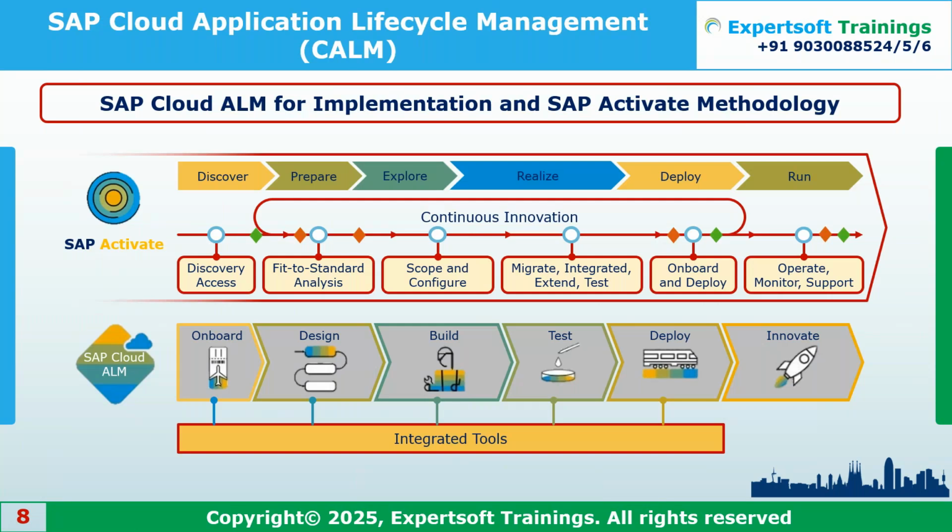As I have said, we can have different phases where we discover, prepare, explore, realize, deploy, and run. So this is where the Activate methodology comes in. For each and every phase, we have different activities in our SAP Cloud ALM, where we onboard the users. For onboarding in Cloud ALM, we have user access management. Maybe that is taken care of by the administration part.